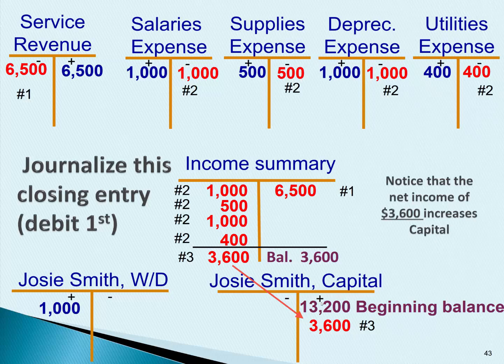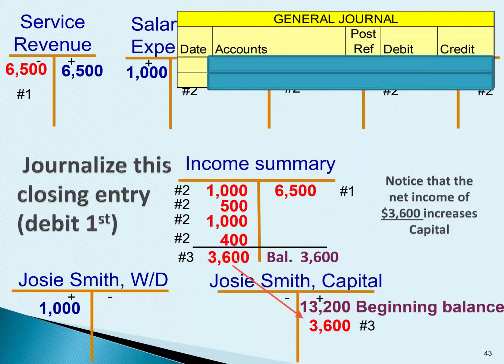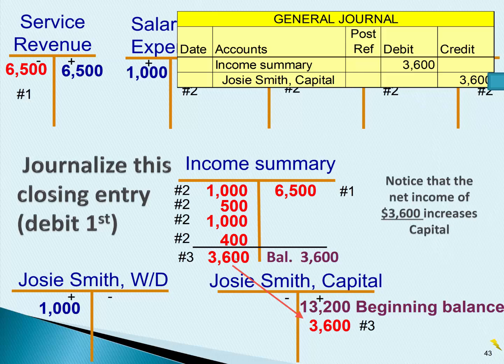Now we need to journalize this third step. So here's our journal. And which one are we going to do first? The $3,600 debit or the $3,600 credit? Well, we always do the debit first. So that's income summary, debit $3,600. And capital is going up with a $3,600 credit.